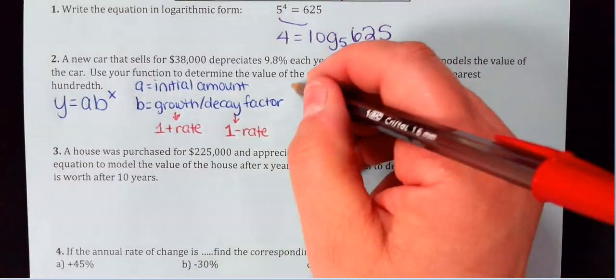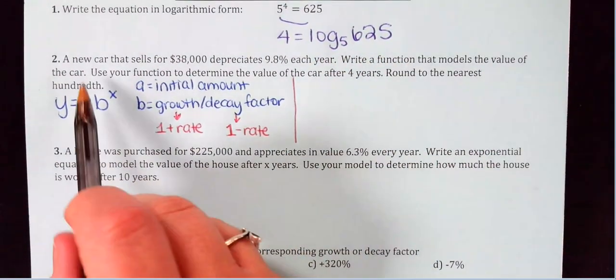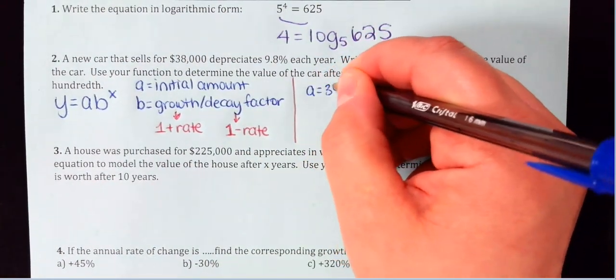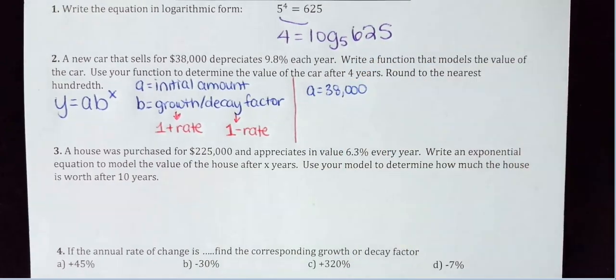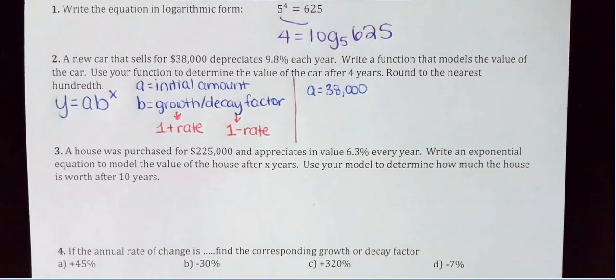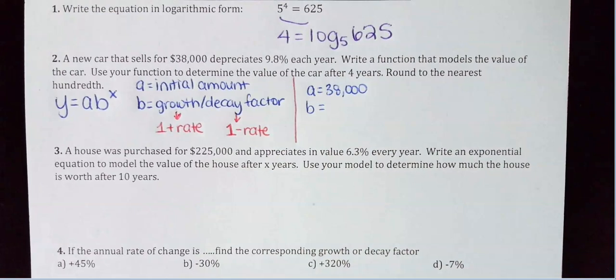Okay, so specific to this problem, I'm going to try and lay this out. So it says a new car sells for $38,000, so that's going to be our initial amount, and it depreciates at 9.8% per year. Write a function that models the value of the car. Use your function to determine the value of the car after 4 years. Okay, so if it says depreciates, am I having growth or am I having decay? Decay. Depreciate means goes down in value.